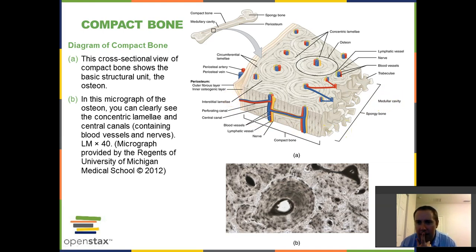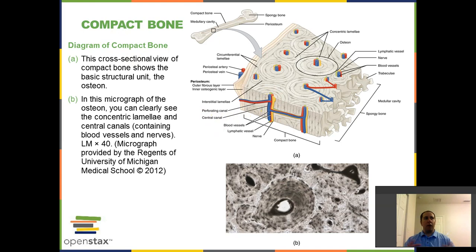I'm not seeing where they labeled the middle. There it is. The middle is the central canal. So that is literally a hole running through there. And running through that hole are blood vessels and nerves.